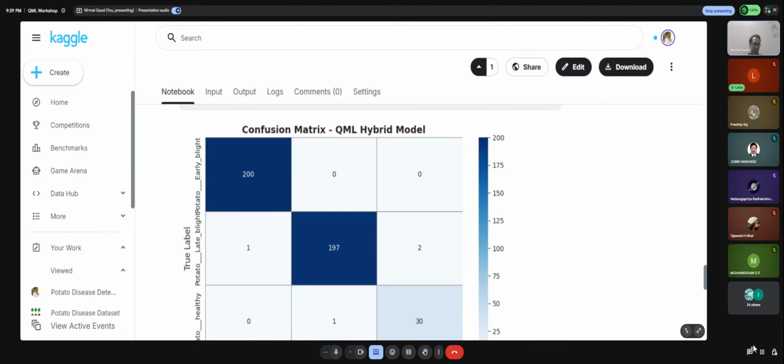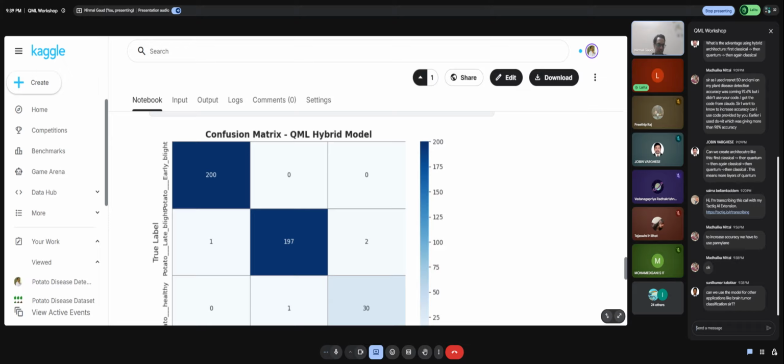Any other doubt? Please let me know. Can we use the model for other applications? Yes, sir. Obviously, brain tumor is also possible. Same code, no change. Just change the data set. That's it. Same code, just change the data set.